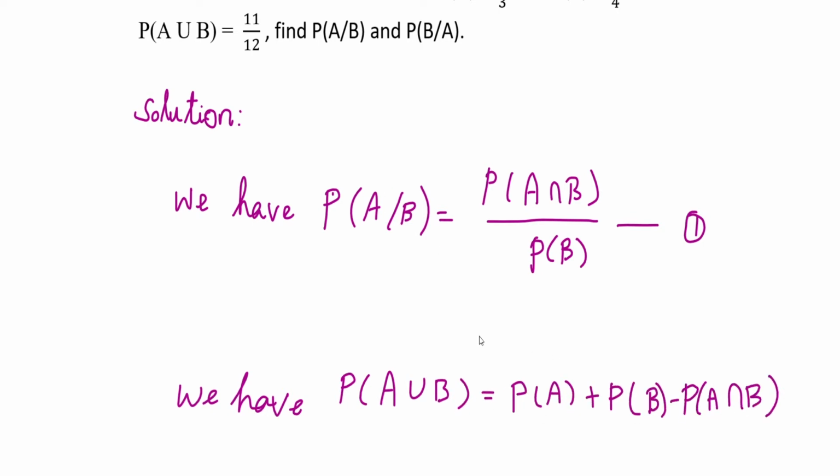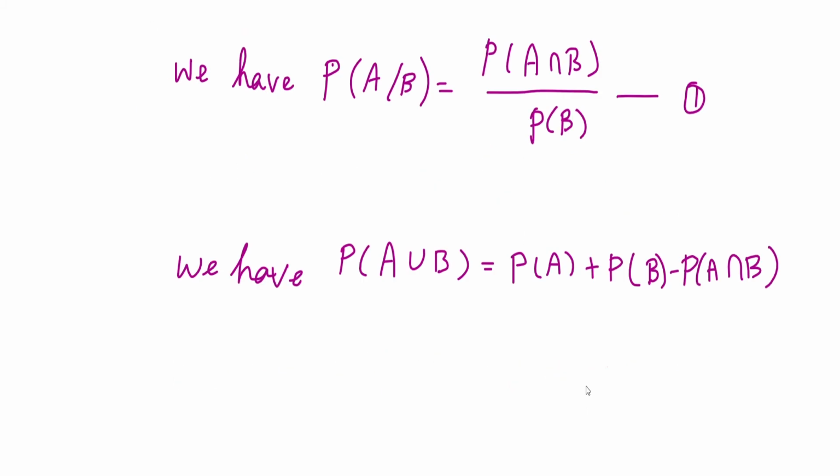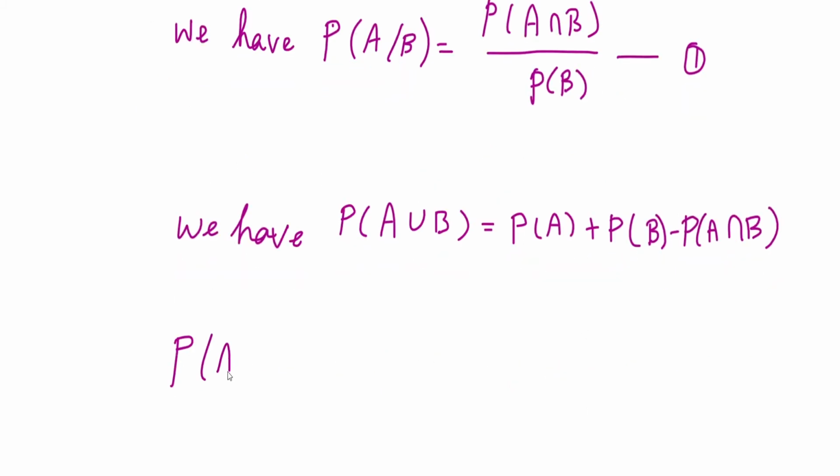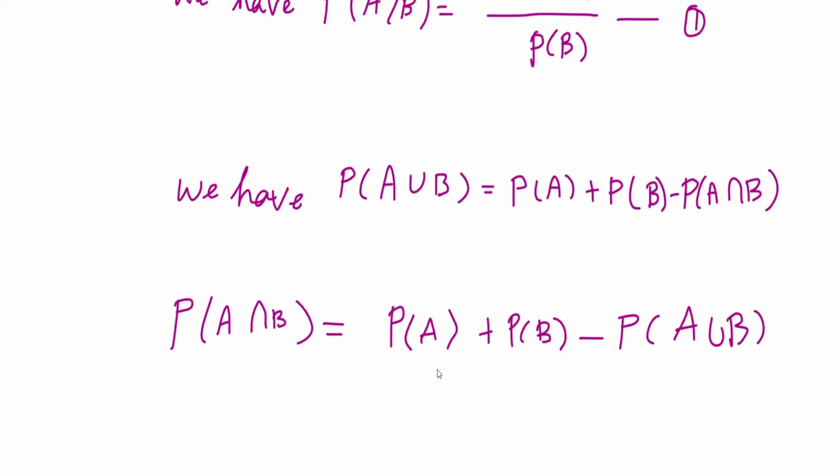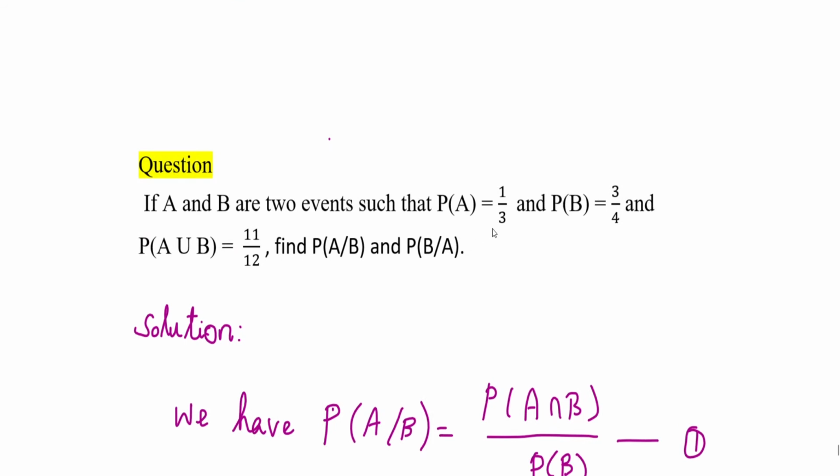Here we substitute the values of P(A ∪ B), P(A) and P(B) to get P(A ∩ B). So from this equation, we can write P(A ∩ B) = P(A) + P(B) − P(A ∪ B). These three values are given in the question. Substitute here: P(A) is 1/3, P(B) is 3/4 and P(A ∪ B) is 11/12.